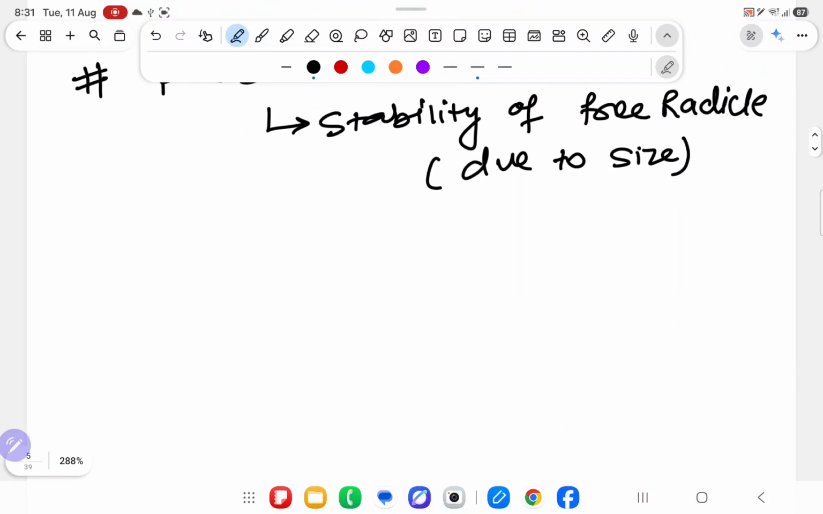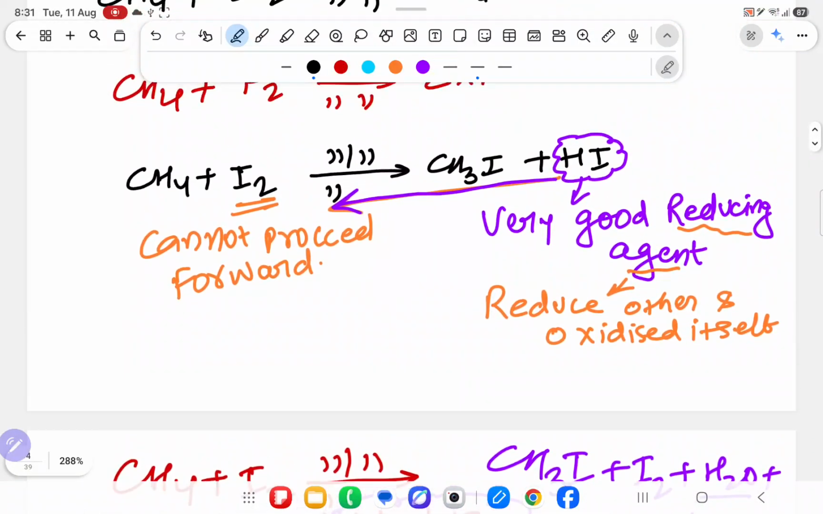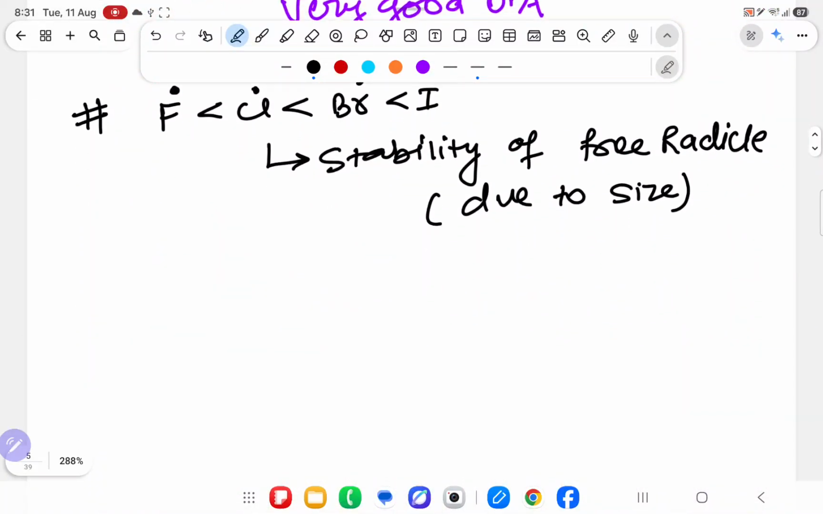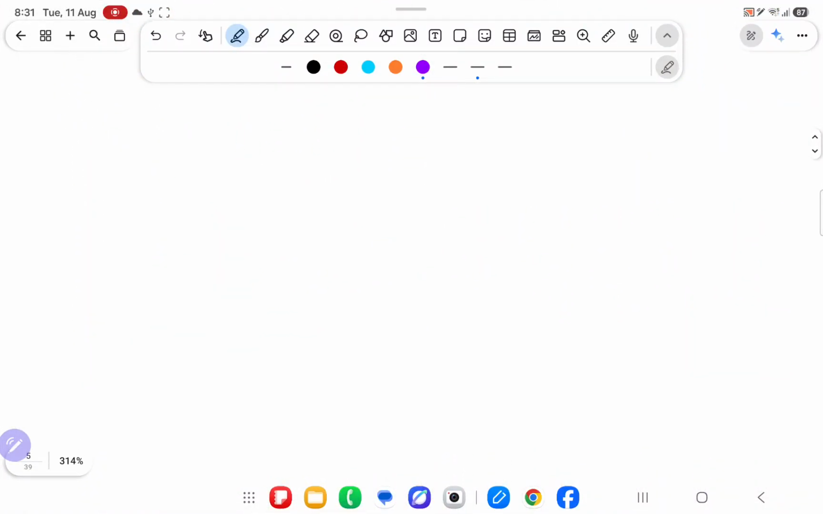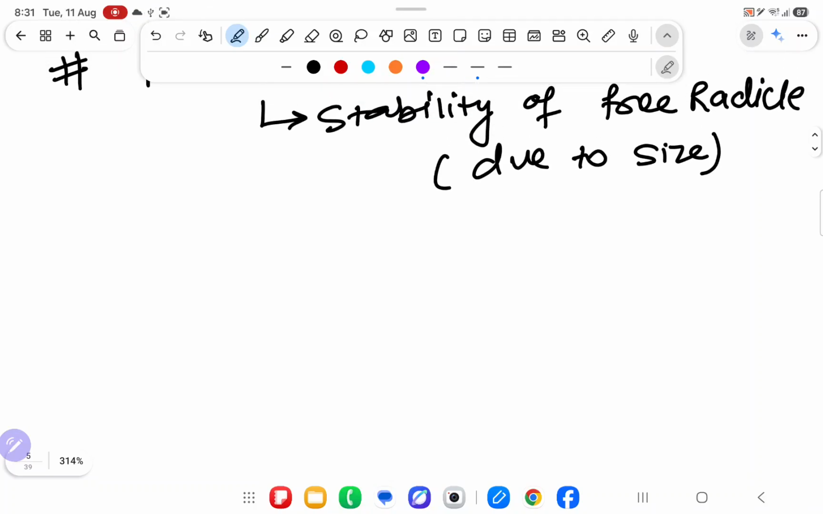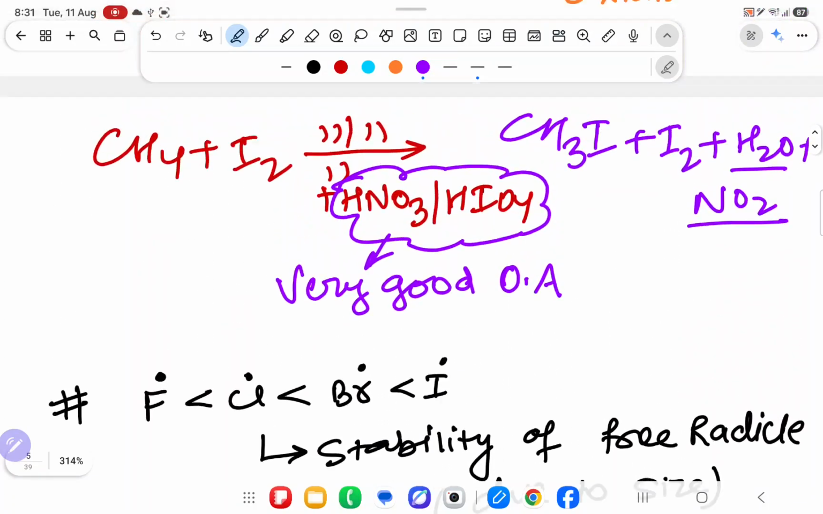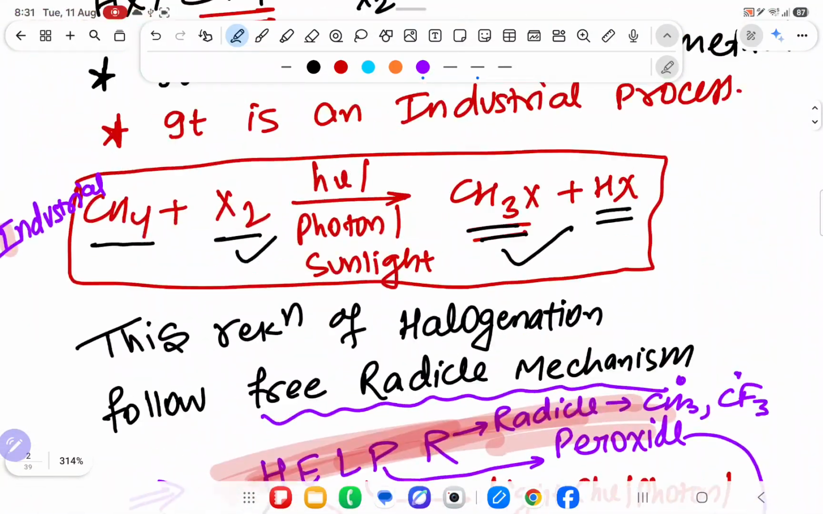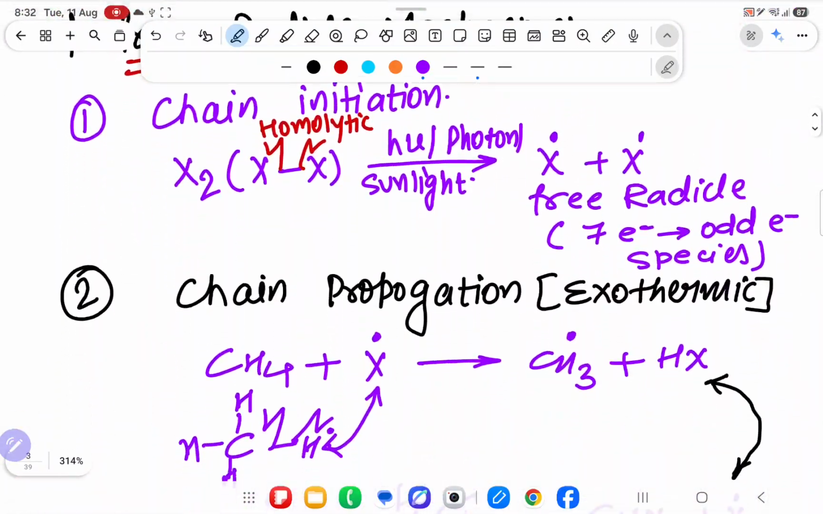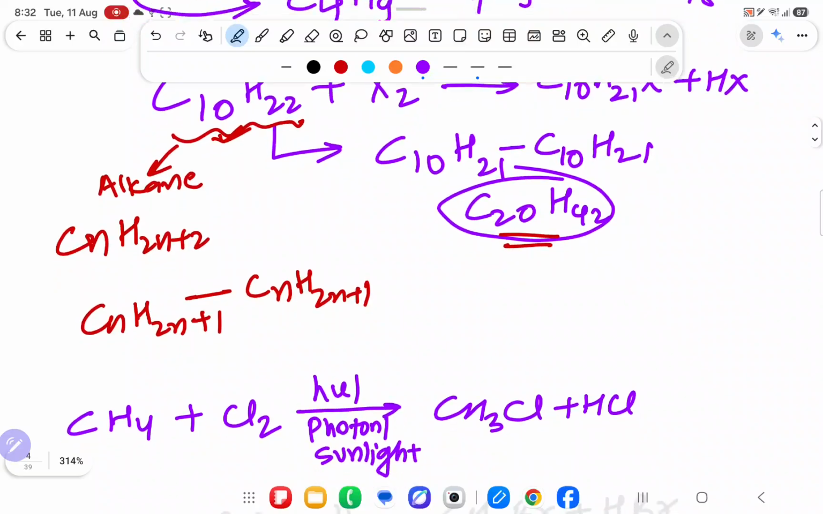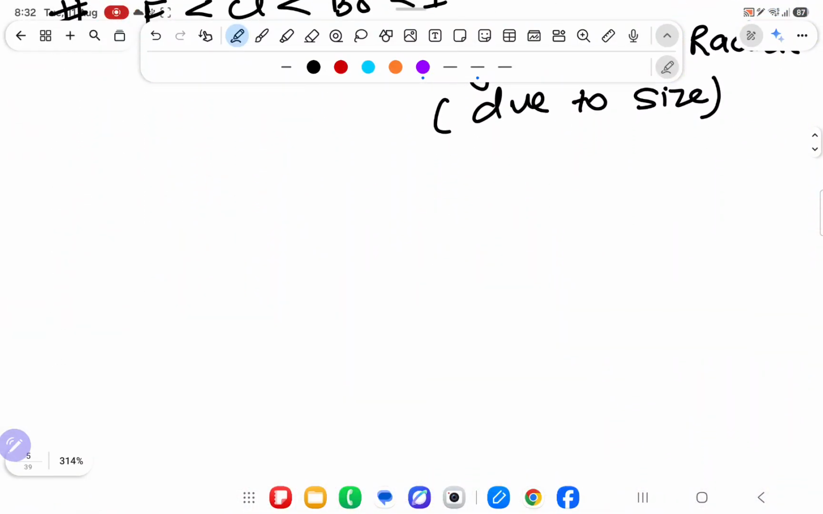Now try to understand. Up to now any confusion? No confusion, sir. Now try to understand something about F dot, I dot, Cl dot and Br dot. This topic is very important. So I am saying if you are not getting anything, try to see it once again from the beginning. Trust me, it will become very easy for you because halogenation is a bigger topic. After that the topics are very small.